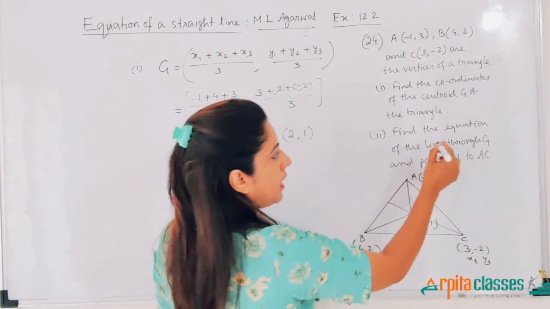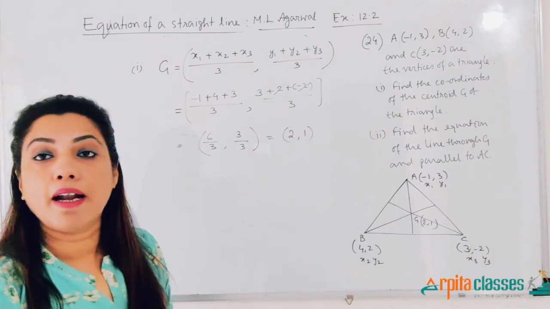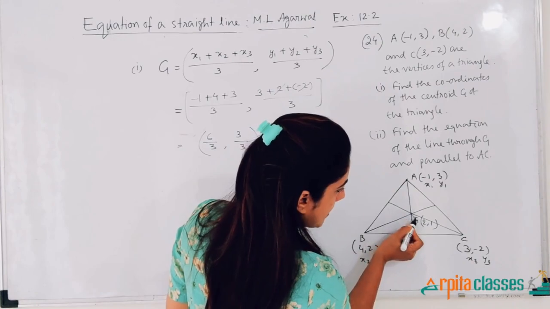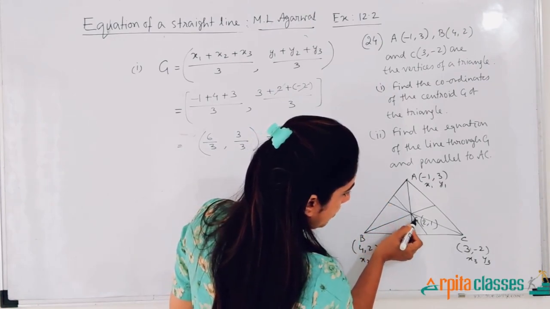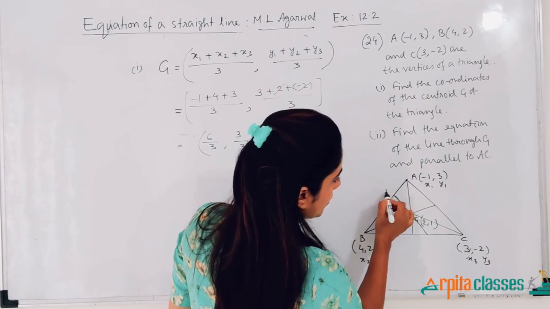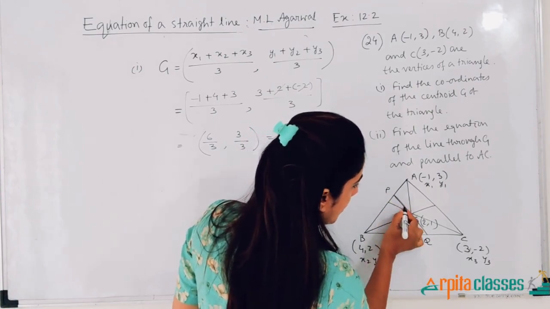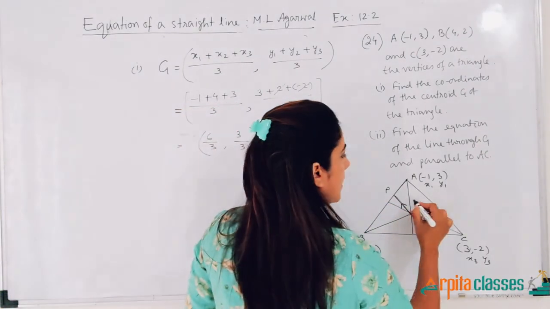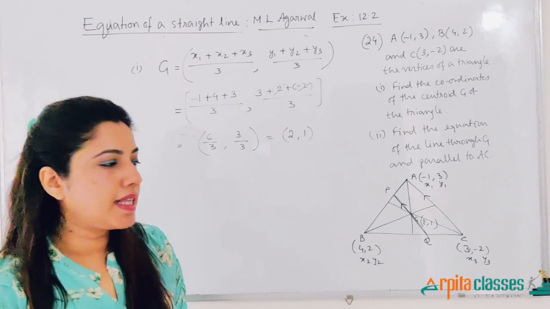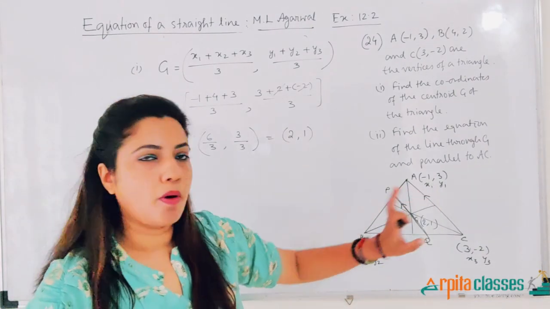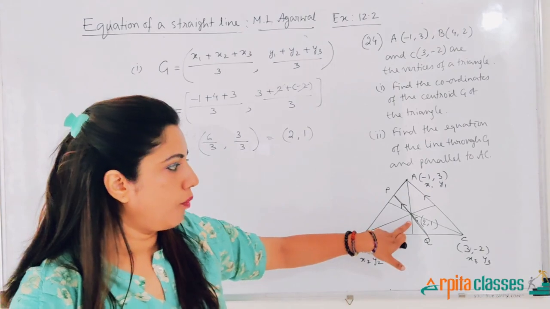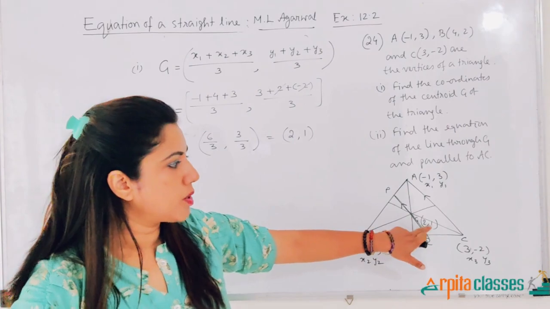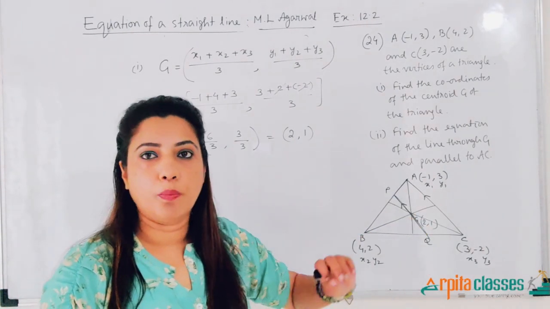Second part, they are saying find the equation of the line through G and parallel to AC. That means you have to find the equation of the line which is passing through G and which is parallel to AC. Say, the equation of PQ. This line is parallel to AC, which means that the slope of PQ will be equal to the slope of AC. First of all we find the slope of PQ from this given information. After that, it is passing through this point, so we can get the equation by the slope point form.